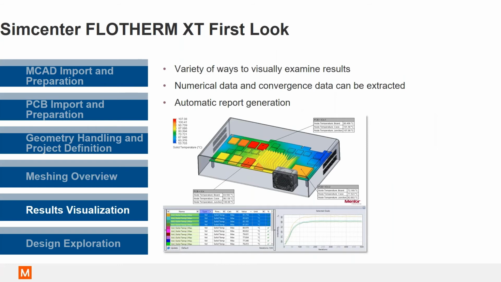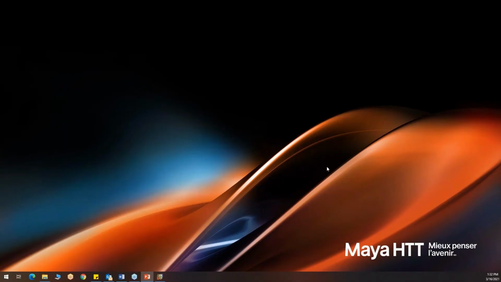Once the previous steps have been completed and the model has been built, meshed and solved, we can move on to the results visualization within FlowTherm XT. There are definitely a variety of ways in which you can examine the results, which we will see in detail now. We can also extract numerical data and convergence data from the solver. There is also an option to automatically generate a report and share it with your design team, and this can be standardized for standard outputs. So let's jump into the tool.